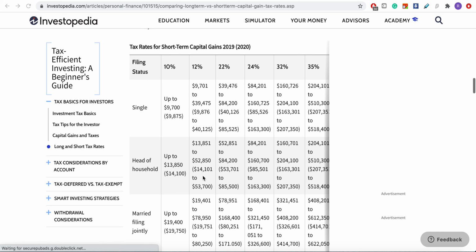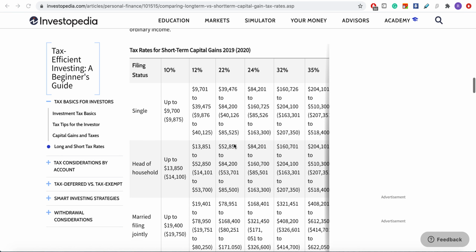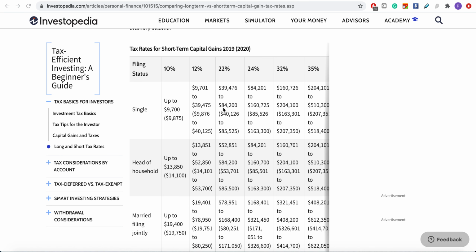Now we have short term, which gets a little bit more complicated, and there are a lot of brackets. So if you are doing short term, which you probably are if you are day trading or maybe just doing weeklies, monthlies, or whatever, you will fall into this category. Short term has a lot of other brackets, right? So short term up to 9,700, you pay 10%, right? Up to, if that's your total income, you pay that much. From 9,700 to 39,000, you pay 12%, and 39 to 84 you pay 22%, 84 to 160 you pay 24%.